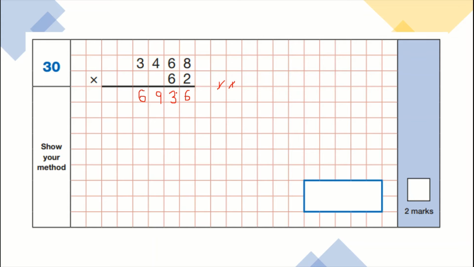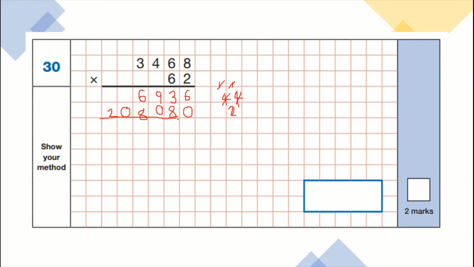For the second number, we need to move along one space, so this digit space we would fill with a 0. 6 times 8 is 48, remembering a 4. 6 times 6 is 36, plus 4 is 40, remembering the 4. 6 times 4 is 24, plus another 4 is 28, remembering a 2. 6 times 3 is 18, plus 2 is 20. So this is our first step that we've done here.